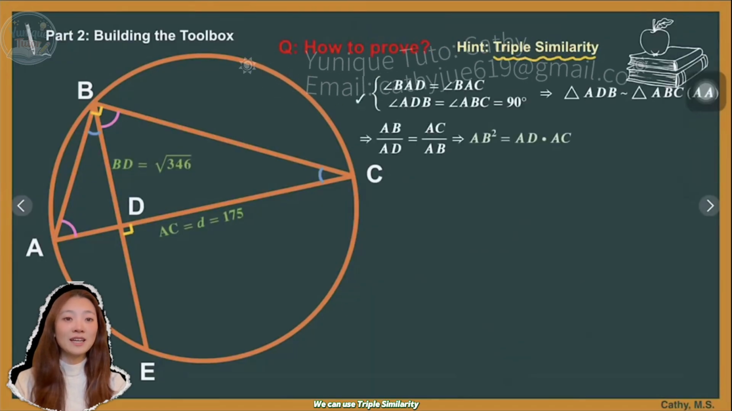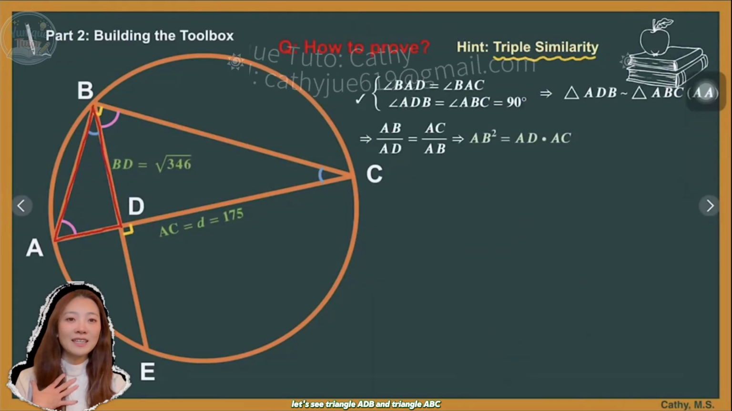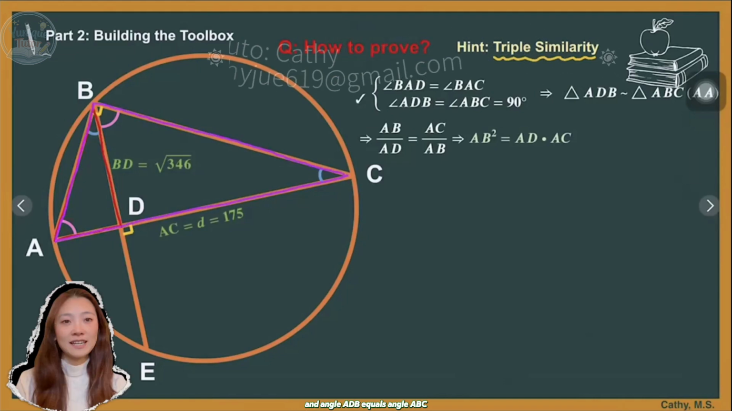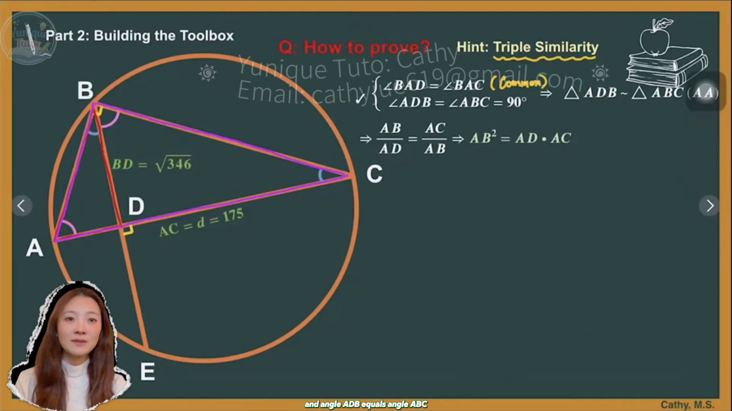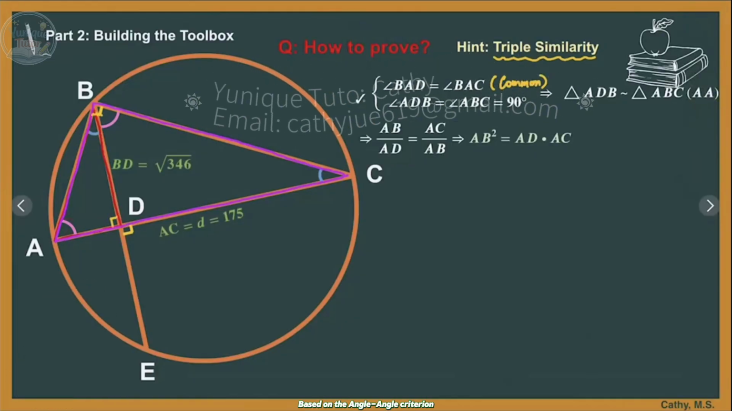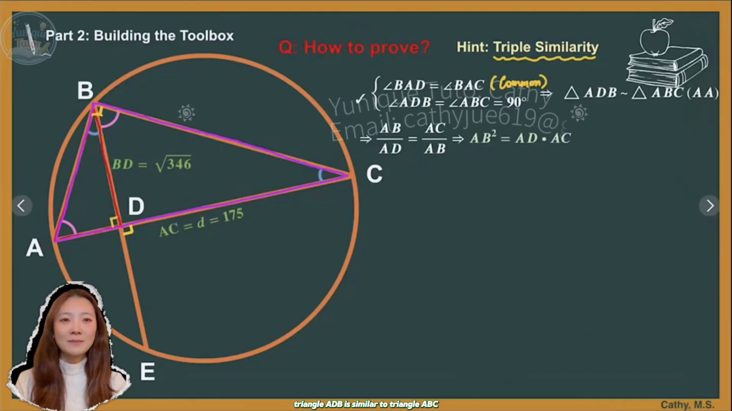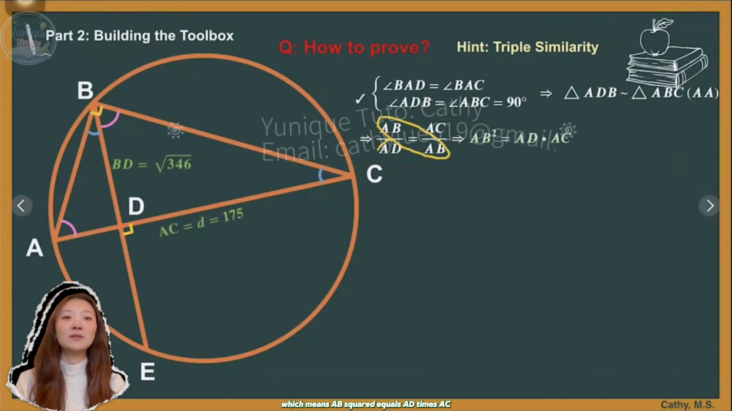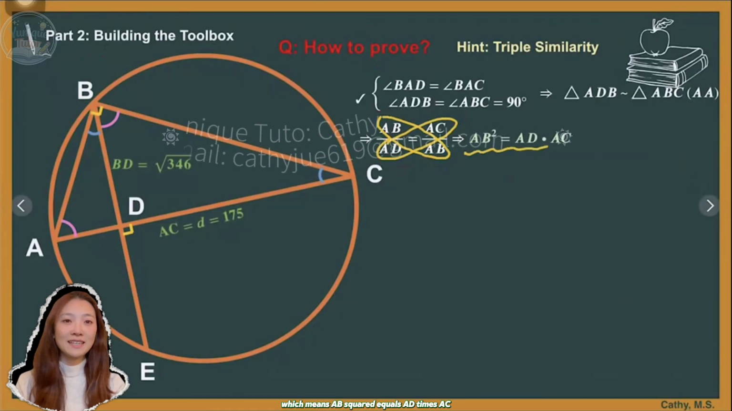We can use triple similarity. First, let's see triangle ADB and triangle ABC. Angle BAD equals angle BAC, and angle ADB equals angle ABC, both being 90 degrees. Based on the angle-angle criterion, triangle ADB is similar to triangle ABC. So AB over AD equals AC over AB, which means AB squared equals AD times AC.